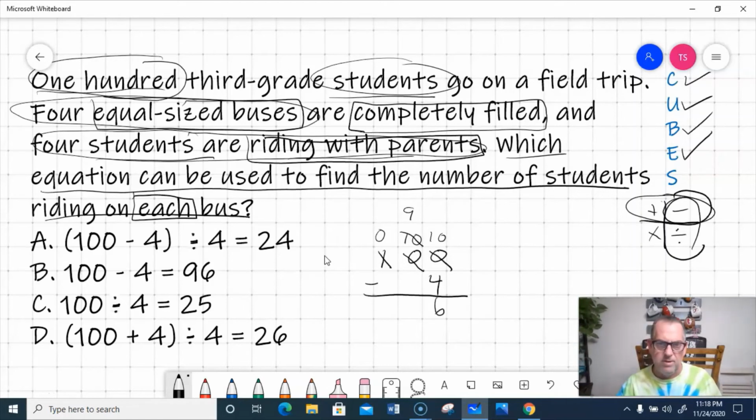And then in the tens place, all I need to do is bring the 9 down because I'm not taking anything away in the tens place. So it looks like there are 96 students riding the bus. So 96 students riding the bus.